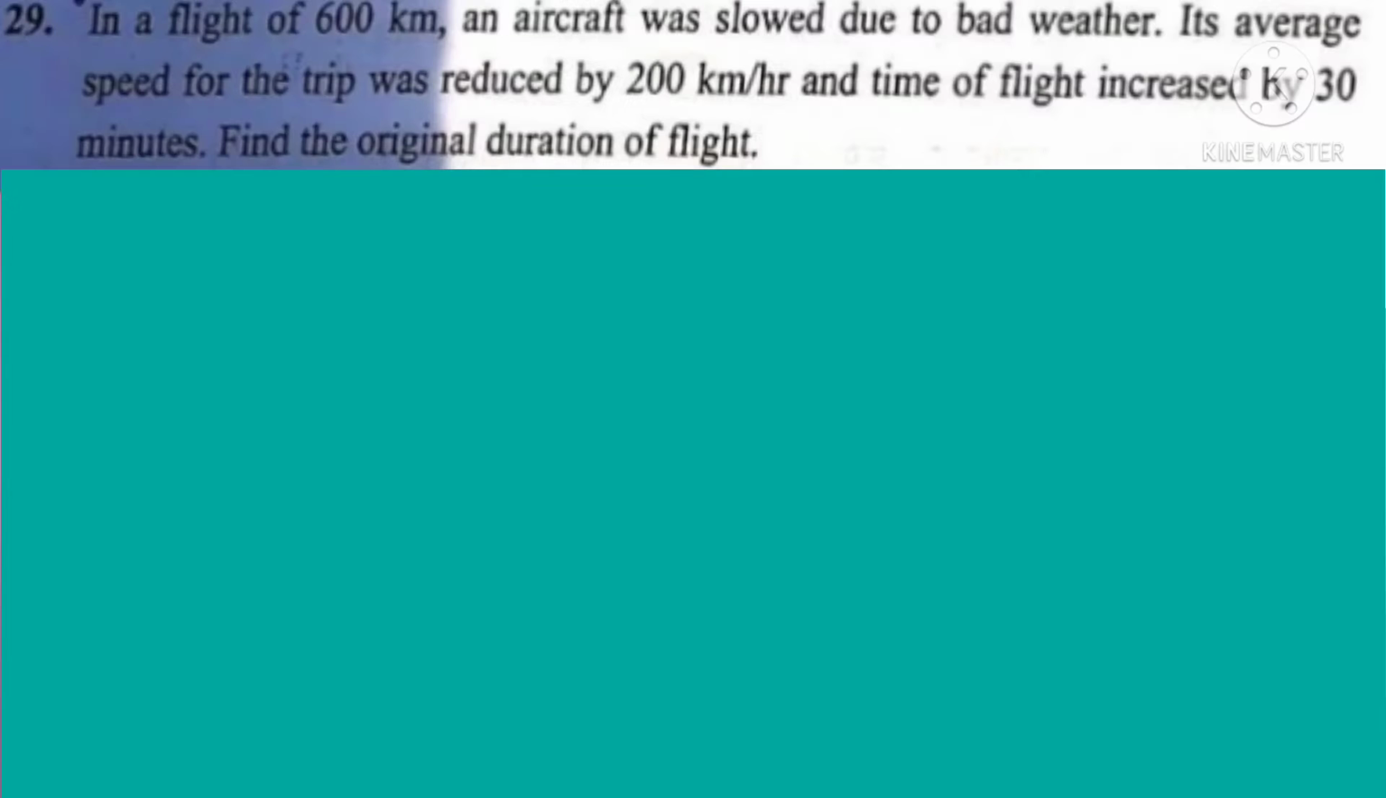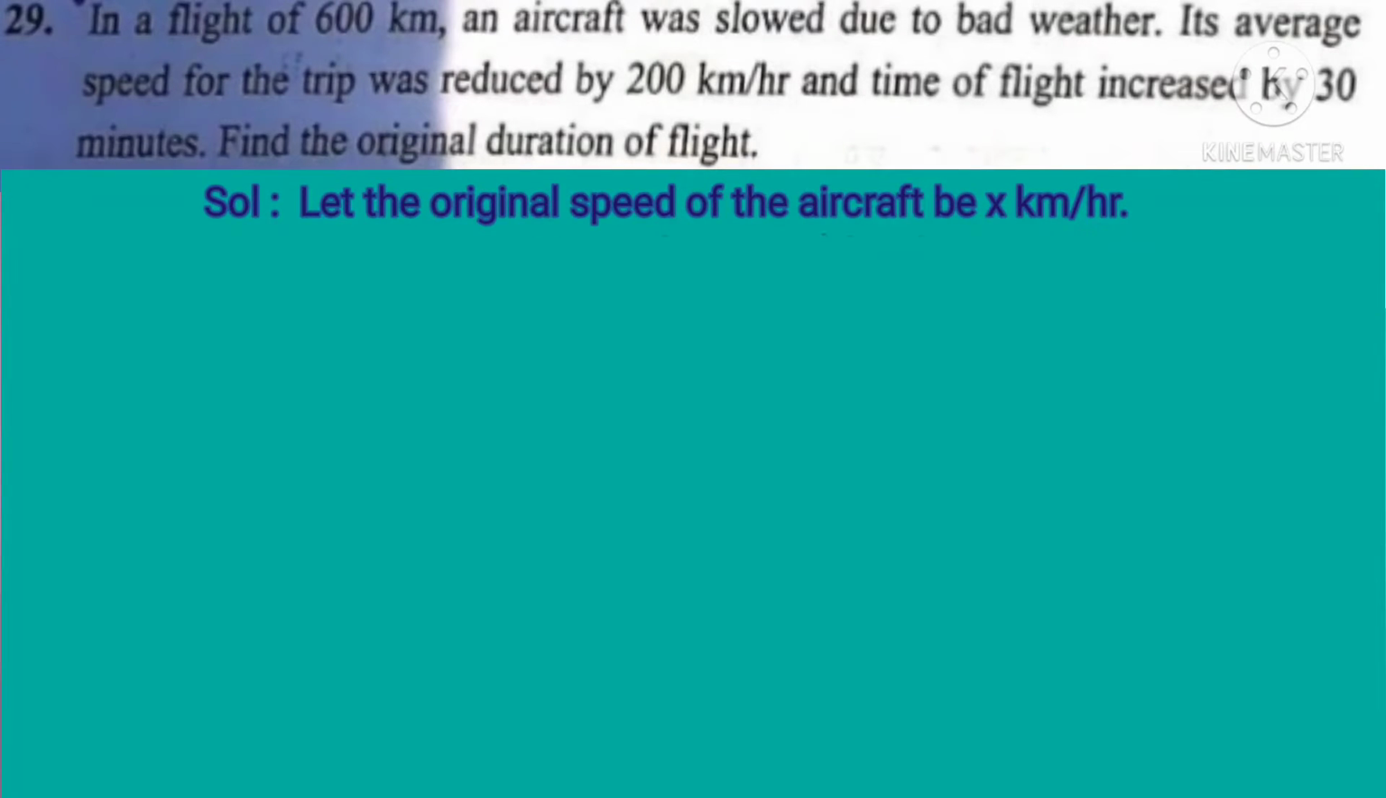So let's move to question number 29. In a flight of 600 kilometers, an aircraft was slowed down due to bad weather. Its average speed for the trip was reduced by 200 kilometers per hour and the time of flight increased by 30 minutes. Find the original duration of flight.